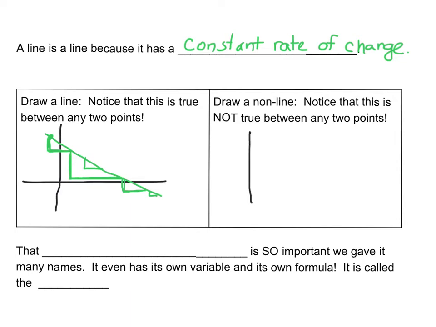As opposed to, if I drew something that's not a line, something that looks maybe like this, if I pick 2 points on that not a line, like from here to here, there's a rate of change. But from here to here, that's not the same rate of change as it was in the first interval. And if I went, let's say, from that first interval from here to here, we have a different rate of change. So it's that constant rate of change that makes a line a line.